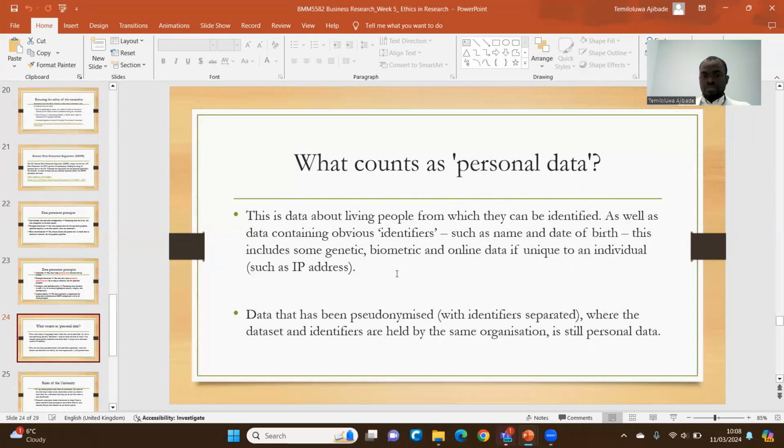We have things, and when it comes to personal data, we have the name, the person, the date of birth. This includes some genetic or biometric, or even online data that is unique to an individual.